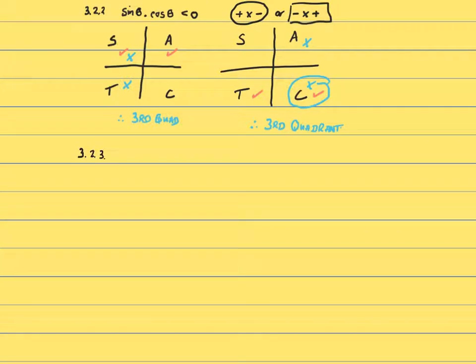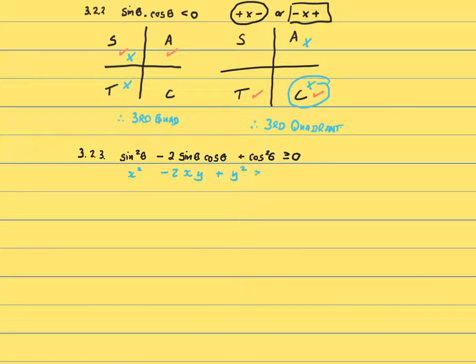3.2.3. They give me sine squared theta minus 2 sine theta times the cos of theta plus cos squared theta must be greater than or equal to 0. And they asked me to find out in which quadrants this is going to be. So if I look at this, the first thing that I notice is that it's got 3 terms, so it's a trinomial. What I sometimes quite like to do is just say, well, imagine that that was x squared minus 2xy plus y squared.